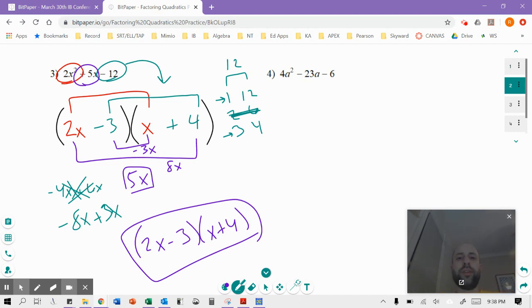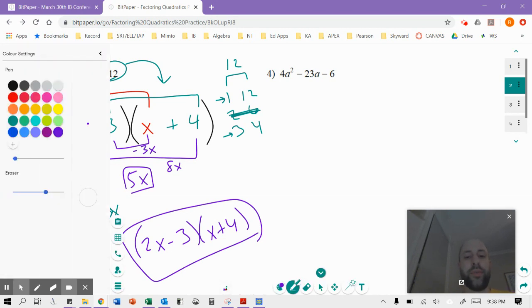All right, so number 4, last one here that we'll do together. This one is a little bit trickier, so again, I'm just going to stick with the parentheses. If I set up my parentheses, the main issue is what I noticed right away: that first term, there's multiple ways to get 4a squared. I could have 4 times 1, and I could also have 2 times 2.